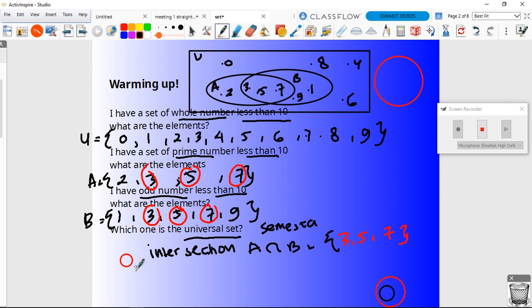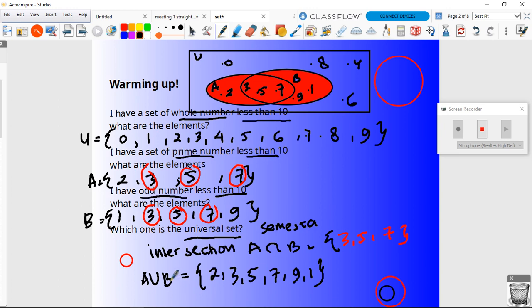And then if I'm asking you like A union B, the meaning is they are asking for this area, this one, this one, and this one. So how can we mention all of the members? 2, 3, 5, 7, 9, 1. So that is for the union.